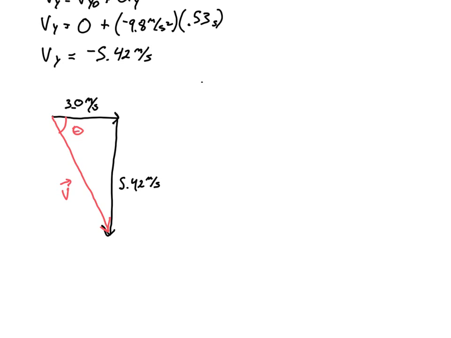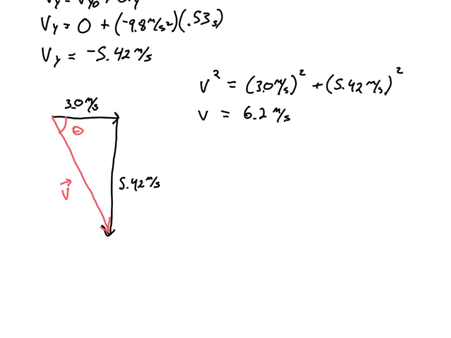So 2 steps to getting this one figured out. We'll do Pythagorean theorem to figure out the magnitude, and we'll do a little trig to figure out the direction. Pythagorean theorem on this one will say v squared, the magnitude of that velocity vector, is going to be equal to 3.0 meters per second squared plus 5.42 meters per second squared. Include the negative sign there if you want. It gets squared anyway, so we lose the negative sign. Square those both, add them together, and then take the square root, and we'll get an answer of 6.2 meters per second.